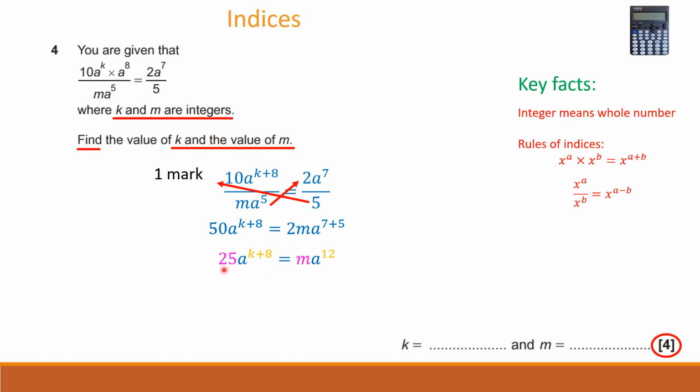Now from here, you can see the bit in front of the a, 25, and the bit in front of the a on the right hand side is an m. So 25 is equal to m. So you would get 1 mark for spotting that 25 was equal to m.